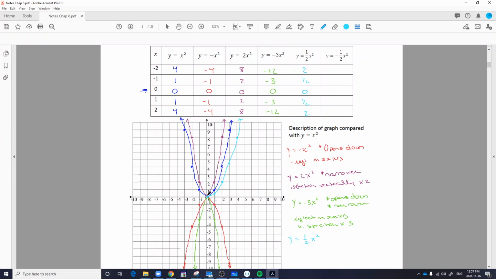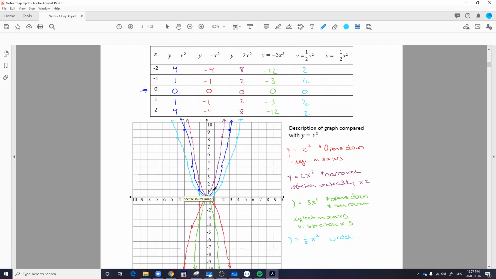So it's going to be symmetric on the other side. So if over 1 and up 1, I go over 1 up 1/2, over 2 and up half as high to 2, over 3 and up to 4.5, over 4 and up to 8. And this is my y equals 1/2 x squared graph. So we would say that this graph is wider.